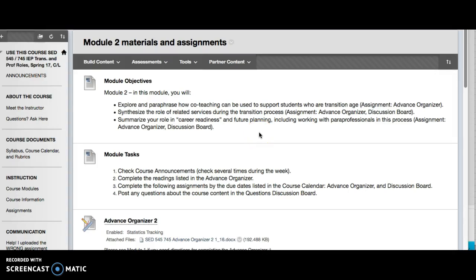In this module, we're going to be looking at how co-teaching can be used to support students who are at transition age, looking at the role of related services during the transition process, and summarizing your understanding of what career readiness can look like, including working with paraprofessionals as we move through this process. Some of us are fortunate to have great paraprofessionals or instructional assistants working with us. Others are not so blessed, but this will walk us through that process of working with other people.